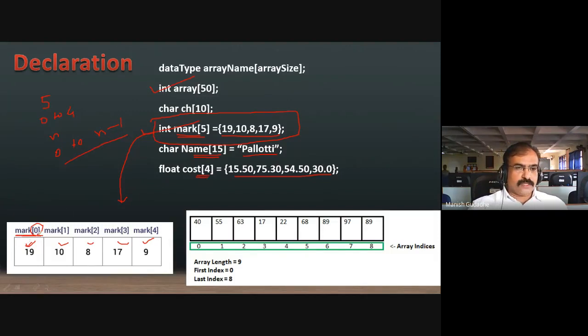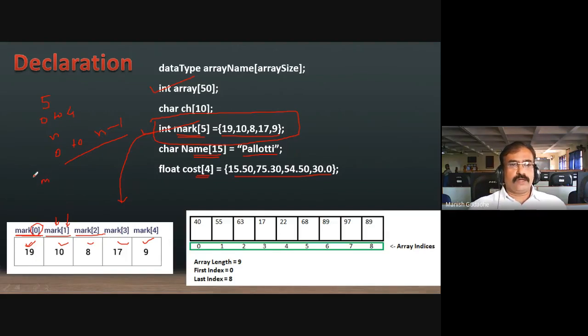Now mark 0 is written in this way. Mark 1 is written in this way. So this is the name of the array and this is the index of that element. Every element can be separately addressed. Even though they appear in a group, all the elements have their own identity and they can be separately operated on. Simply, as you see here, mark of 3 is equal to 17.